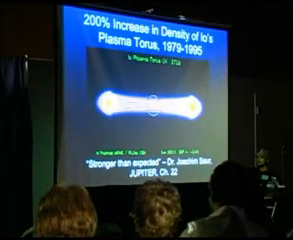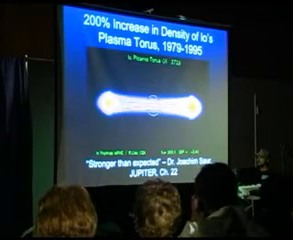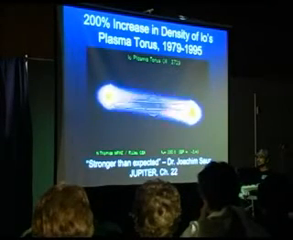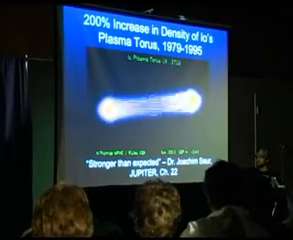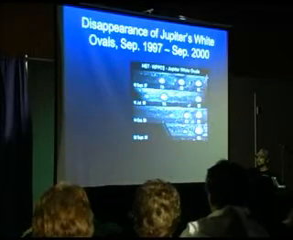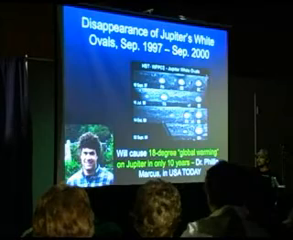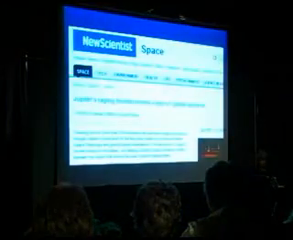Jupiter is growing a plasma torus, which has had a 200% increase in density between 79 and 95. It didn't even exist prior to 1976. And as we go through, we see an increase in the density of the particles. We see a disappearance of white ovals, which was equated with a global warming of 18 degrees in one decade. And that's exactly what started to happen.